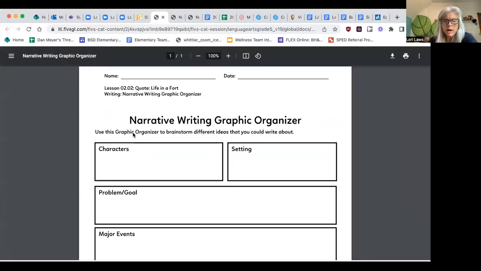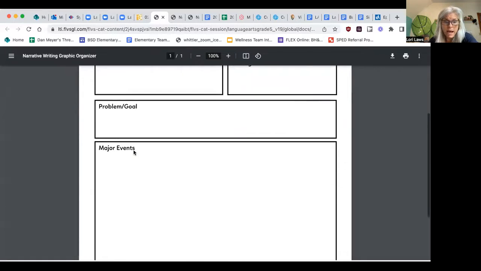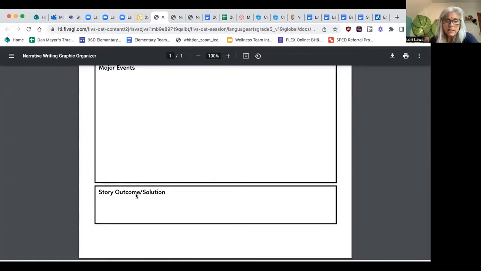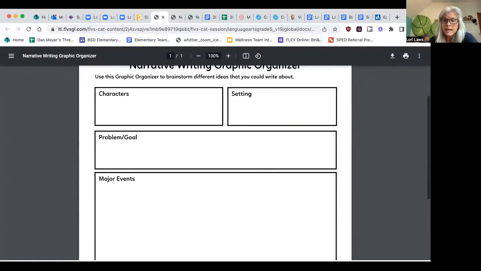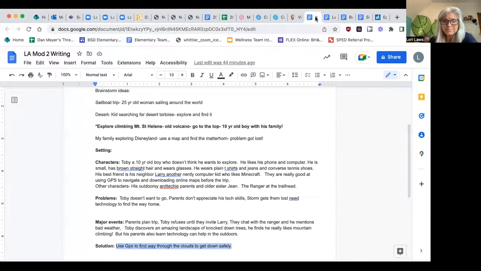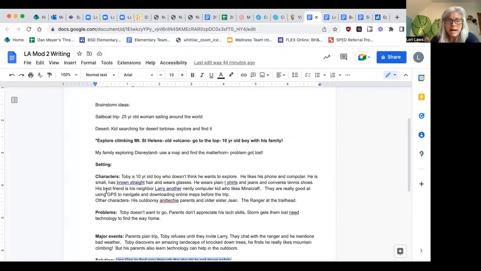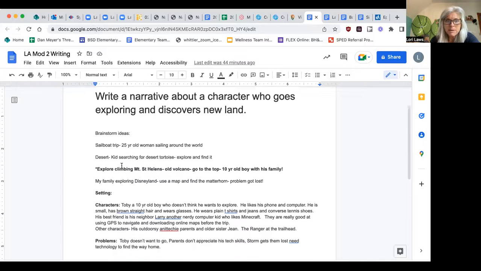Here's your narrative writing. If you like this and you want to edit it and turn it in, you can. If you want to just look at the things that it says and go to your Google Doc and write those in like I did, then you can see I've got explore, climbing Mount St. Helens, an old volcano, go to the top. Remember, we have to discover new land. That's my prompt.